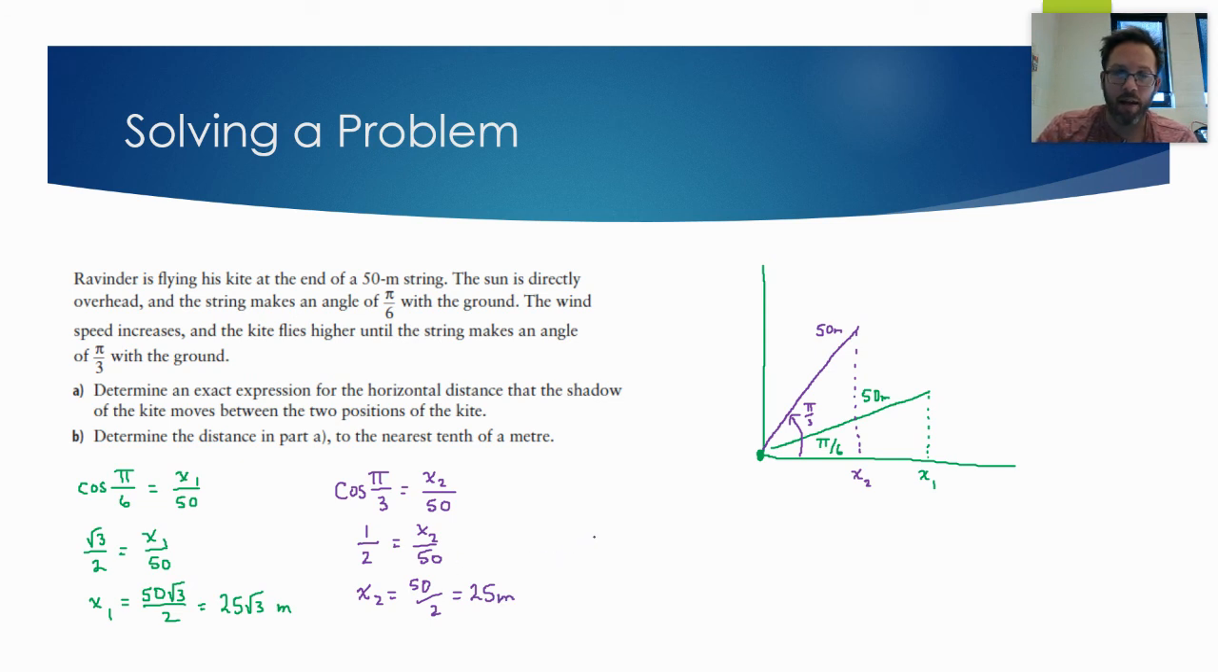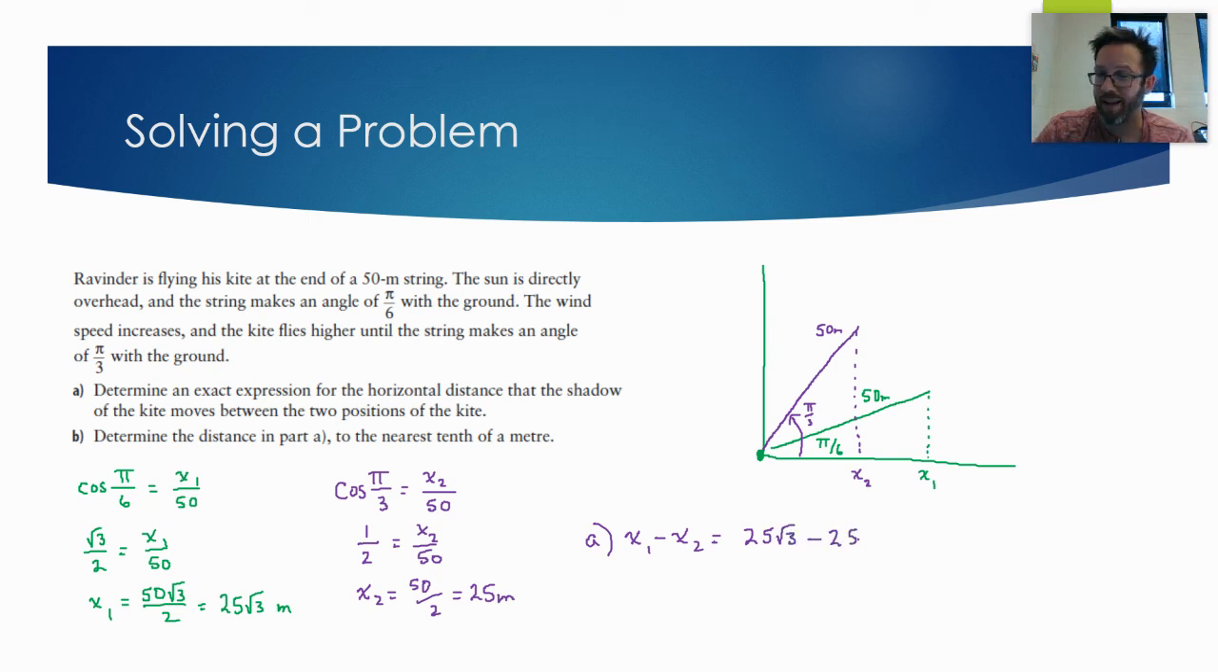And so for A, for the exact distance they're apart, x2 minus x1, that should be the opposite way around, the bigger one minus the smaller one. x1 minus x2. So we had x1 was 25 root 3, and x2 was 25.